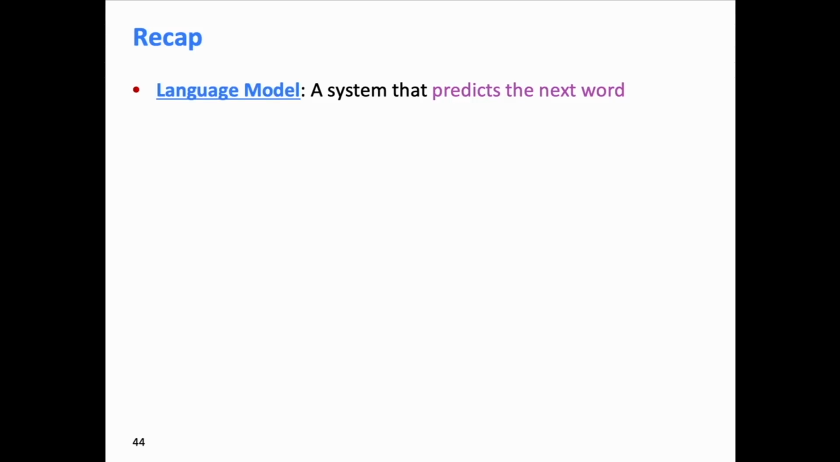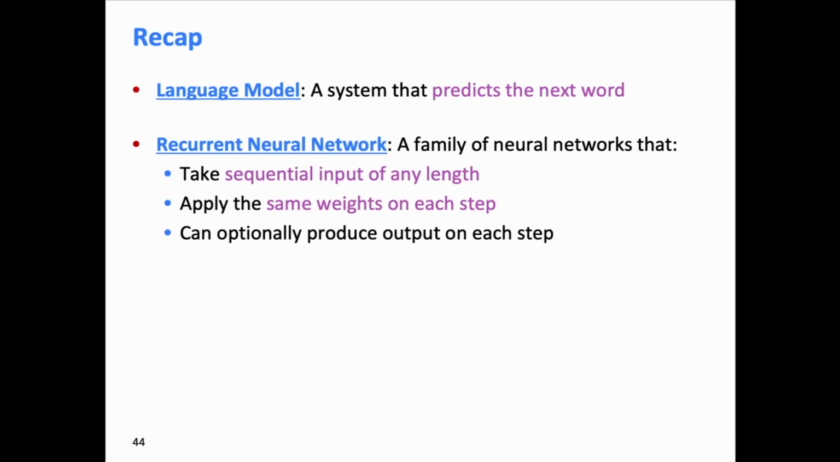Okay, so here's a recap of what we've done today. A language model is a system that predicts the next word. And a recurrent neural network is a new family, or new to us, a family of neural networks that takes sequential input of any length, and it applies the same weights on every step. And it can optionally produce some kind of output on each step, or some of the steps, or none of the steps.